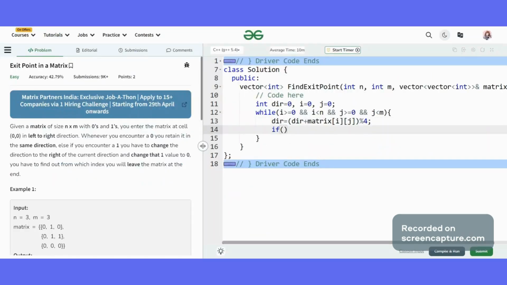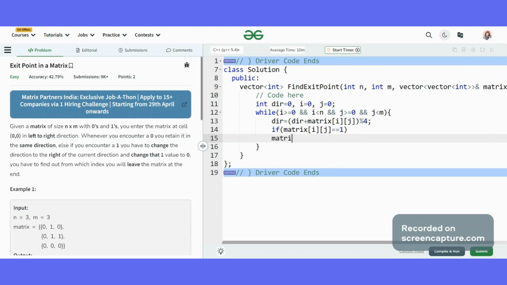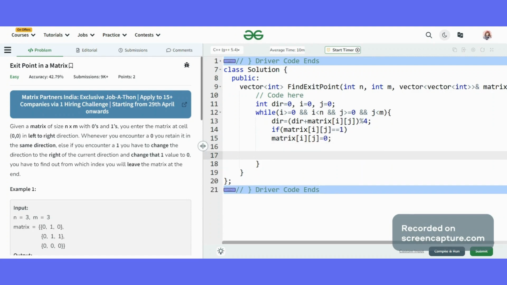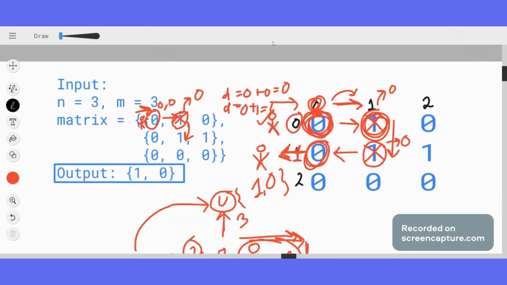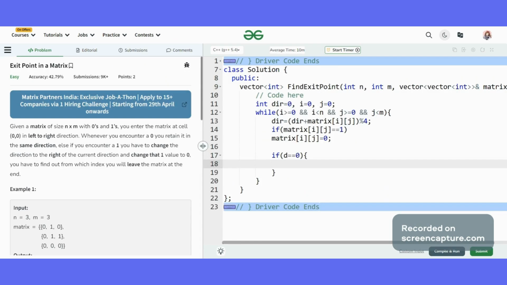Now if matrix[i][j] is 1, what will I do? I will update this value. I will replace this value with 0. Okay, I am updating it simultaneously. Now if my direction is 0, what am I doing? I am moving in this direction. So this is my j, this is my i. If I am moving in this direction, I will do j plus plus, right? So j plus plus.